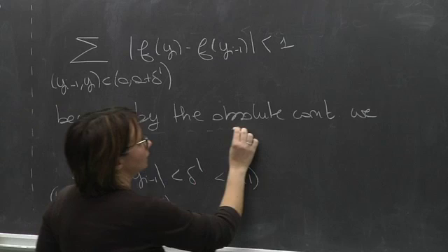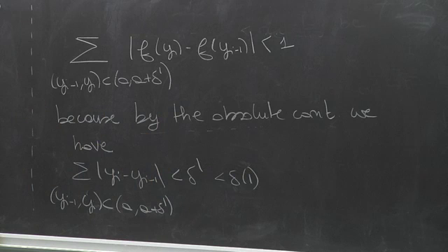So when you pass to the supremum, if we take the sup, we have that the total variation of f on [a,b] is finite. And this concludes the proof.